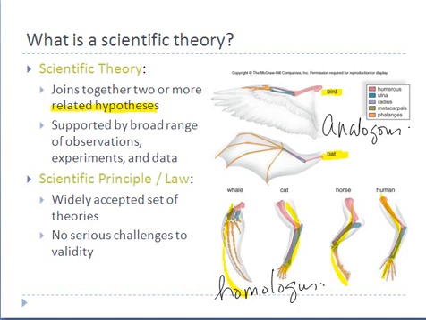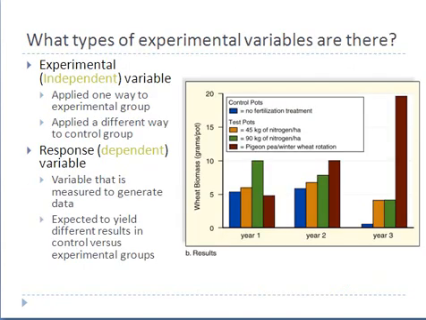So looking at certain observations, scientists will come up with certain supported statements, and we will go into these two terms later in evolution when we get to that chapter. So almost at the end, what types of experimental variables are there? Experimental variables are either dependent or independent.